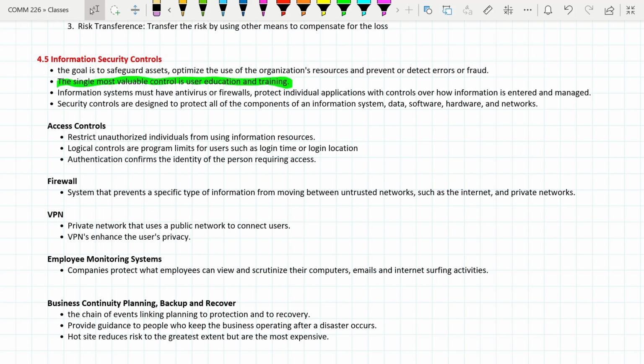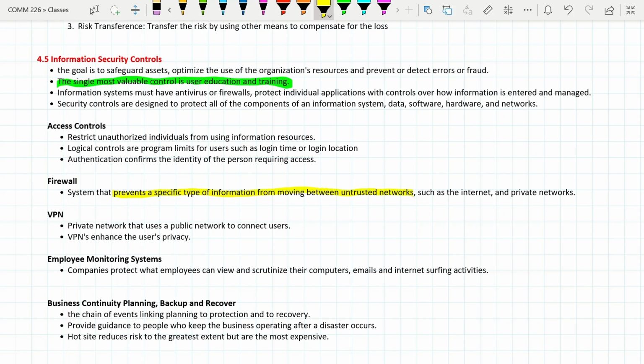So a firewall is a system that prevents a specific type of information from moving between untrusted networks, such as the internet, and private networks. So a VPN is a private network that uses a public network to connect users. VPNs enhance user privacy.